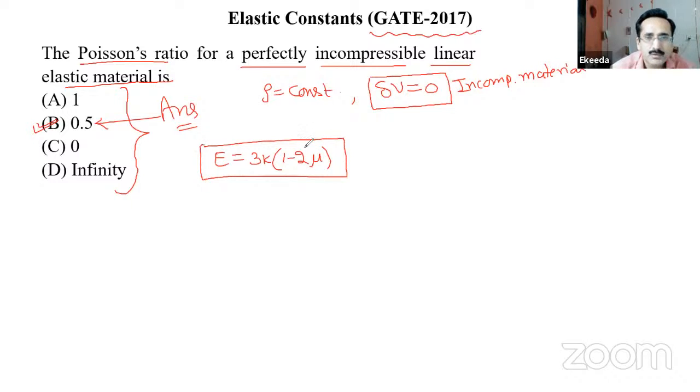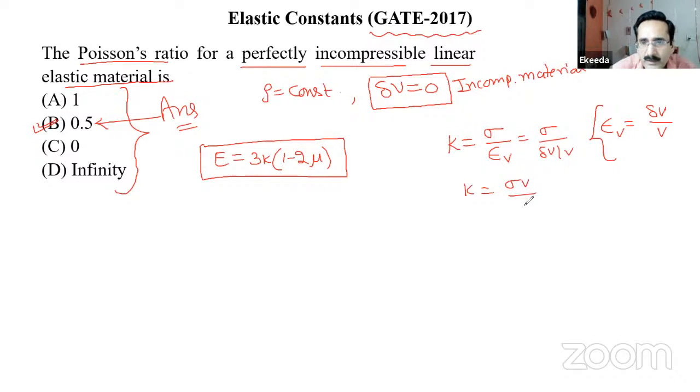E is equal to 3K(1 minus 2 mu), and K we have defined as sigma by epsilon v, direct stress upon volumetric strain, right? And what is volumetric strain? Volumetric strain is change in volume per unit volume. So K is equal to sigma by delta V by V, or K can be written as sigma V by delta V. This is the bulk modulus.